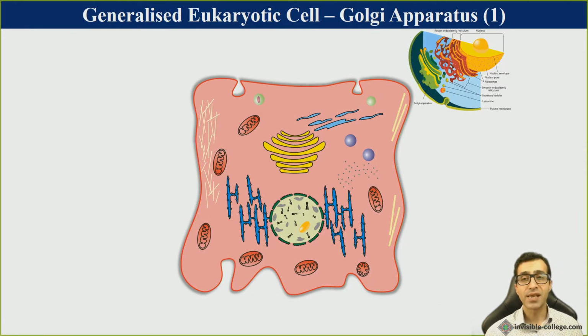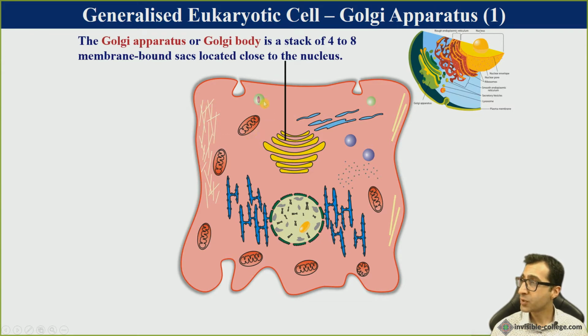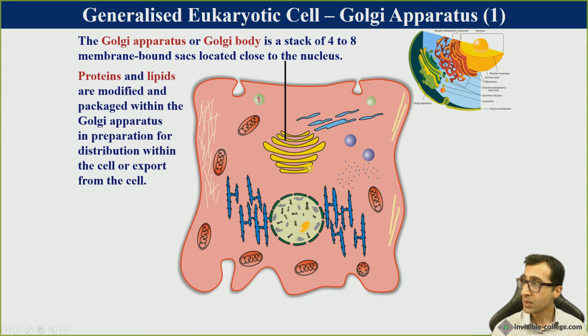Now, the Golgi apparatus is an organelle which is made up of between 4 and 6 of these flattened sacs. And so you see here the Golgi apparatus, somewhere between 4 and 8 of these membrane-bound sacs. And usually you find the Golgi apparatus somewhere near the nucleus of the cell. Now, typically, the function of the Golgi apparatus is the processing and the modification of proteins and also lipids which are being produced within organelles such as the rough endoplasmic reticulum and the smooth endoplasmic reticulum.